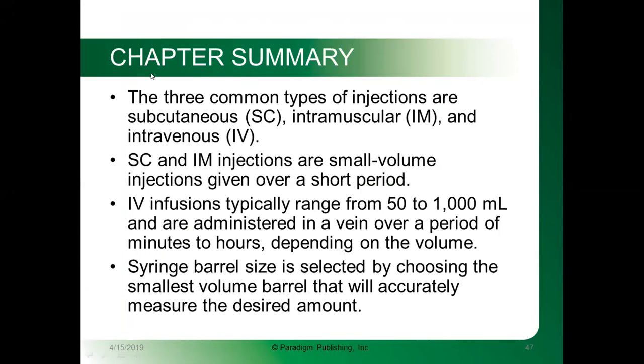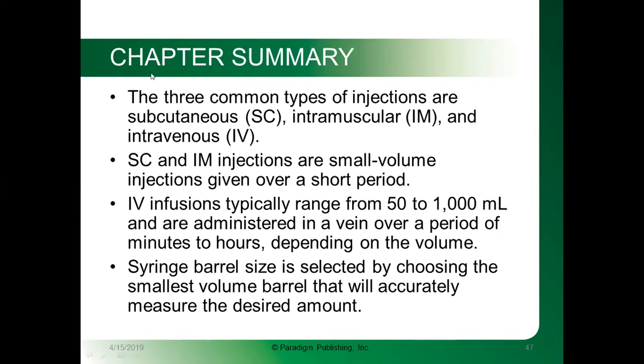So let's move on to our chapter summary. There are three common types of injections: subcutaneous, intramuscular, and intravenous. Subcutaneous and intramuscular injections are small volume injections given over a short period of time. IV infusions typically range from 50 to 1,000 milliliters and are administered in a vein over a period of minutes to hours, depending on the volume.